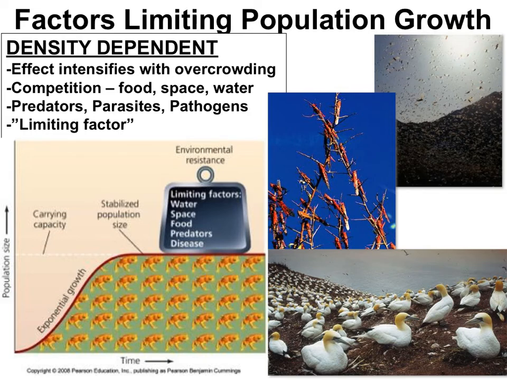This includes factors like food, space, and water that organisms would have to compete for. The more individuals there are, the more competition there is. Other density-dependent factors include predators and parasites and pathogens or diseases. It's very easy for predators to kill prey when the prey is more densely populated. Likewise, organisms in dense populations are more likely to spread parasites and disease to one another because of the overcrowding.